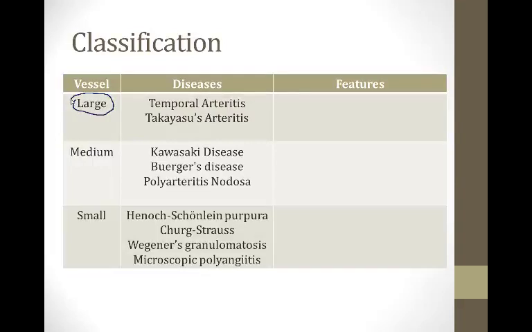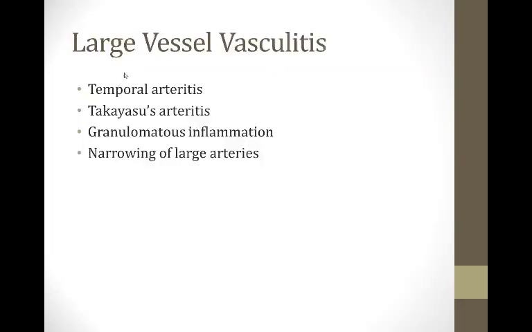So what I'm going to do now is go through the specific vasculitis syndromes, beginning with the large vessel vasculitides. And at the end of this module, I'm going to fill in the key features on the right side of this table that you should remember in order to recognize these conditions in board questions. So let's start with these two disorders right here, which are the large vessel vasculitides. The two large vessel vasculitis syndromes are temporal arteritis and Takayasu's arteritis, and they both involve granulomatous inflammation, and they both involve narrowing of large arteries in the body.